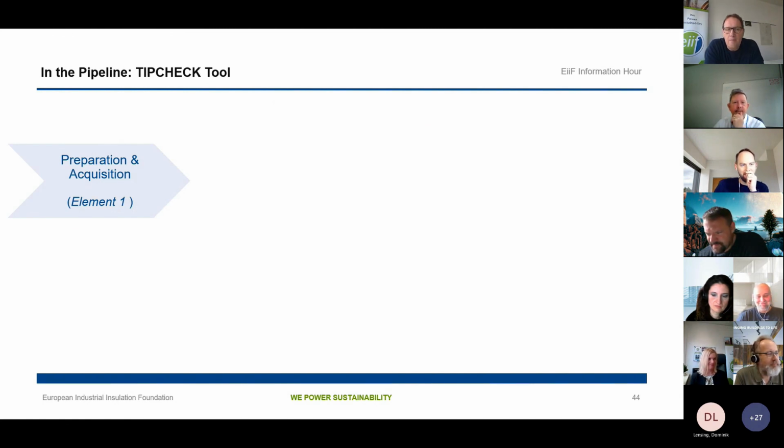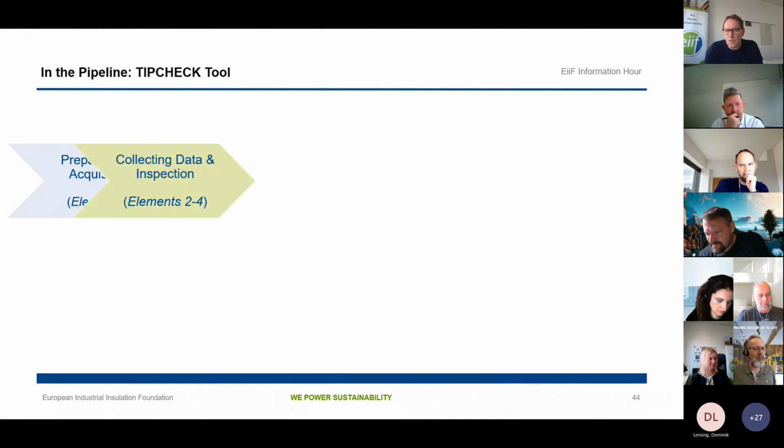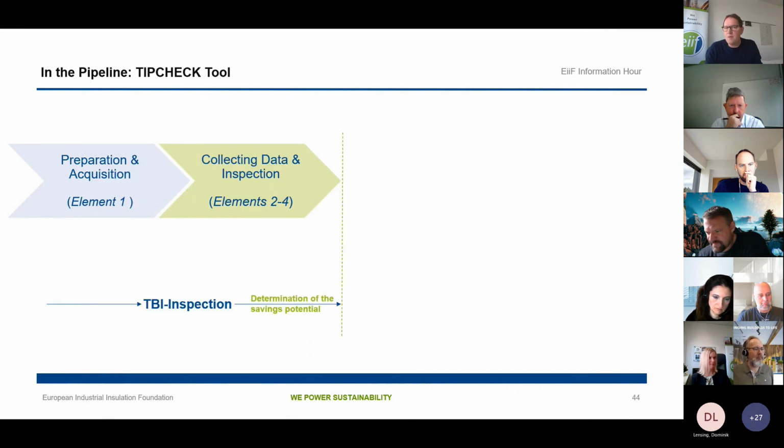Good, then let's go to the last 3 minutes on the clock. In the pipeline is the TipCheck tool, and we really do hope that the whole programming will be in steps. The estimation function is already there. With the estimation function, we have set the basis so that in the end, if you use this tool, you can change the colors of the report to your corporate colors and use your own company logo. You will be able to use this tool from the first step, the acquisition with the estimation function, to the second step, which is the inspection. What the TBI app is today will be included in this browser-based tool.